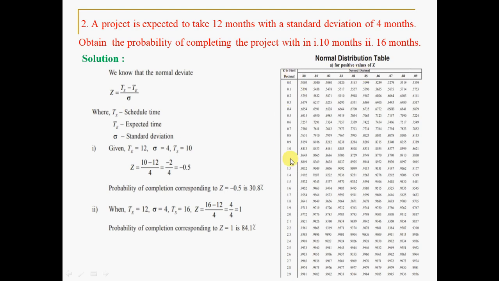So, Z for the first decimal, here it is 1.0, that's all. This is the second decimal, there is no second decimal. So, 1.0 means 0.84, the 84.1.